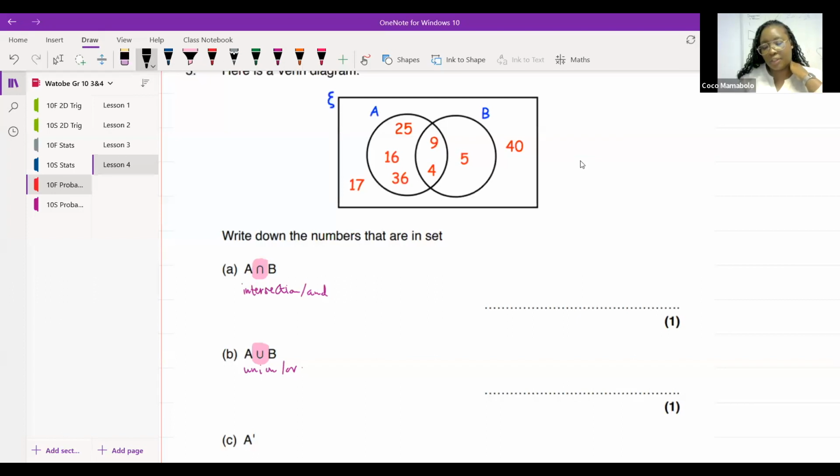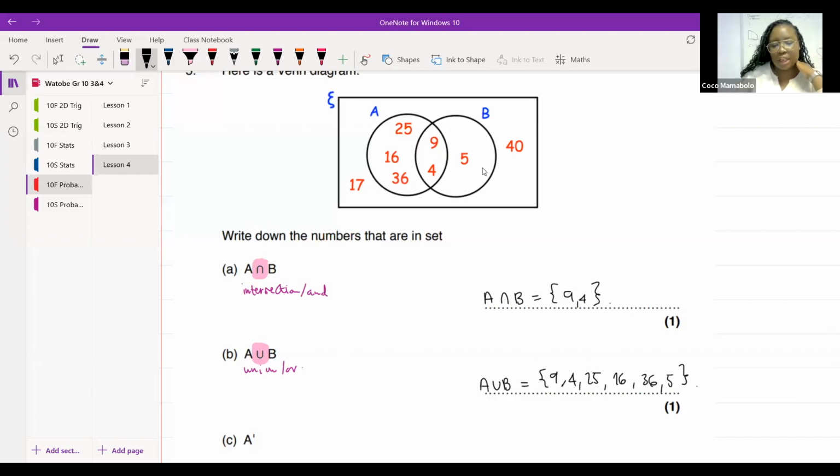9 and 4, ma'am. Correct, A intersection B is just going to be 9 and 4. Beautifully done. Okay, let's talk about the union. Now we know what the union is. A union, give the numbers. So it's going to be 9, 4, 25, 16, 36, and 5. Beautifully done.